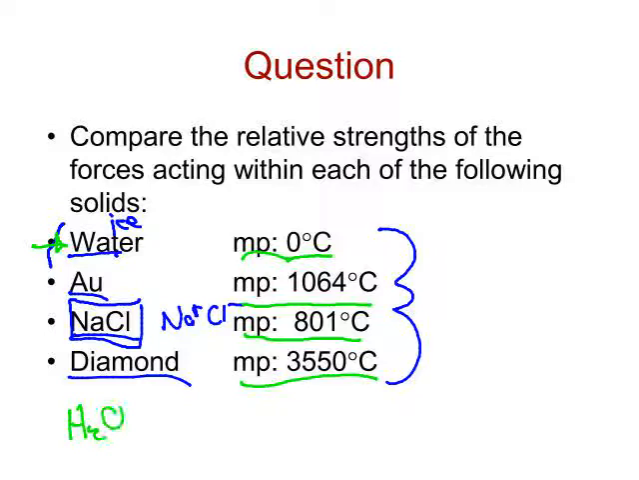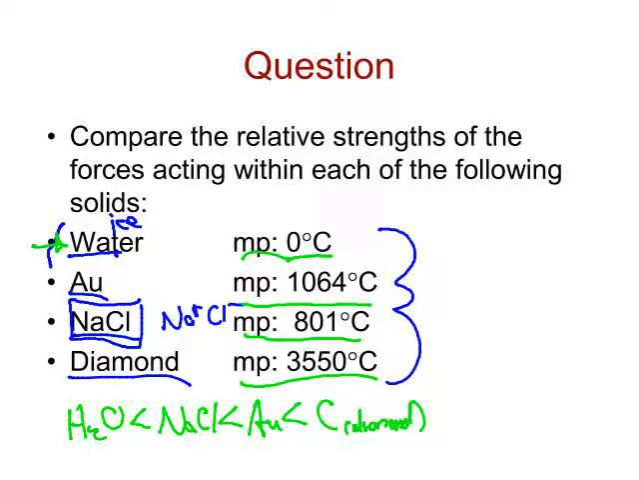So water will have the weakest intermolecular force of attraction. This is weaker than sodium chloride, which is weaker than gold, which is weaker than carbon in the form of diamond. Because these melting points are really a proxy for the strength of intermolecular forces of attraction.